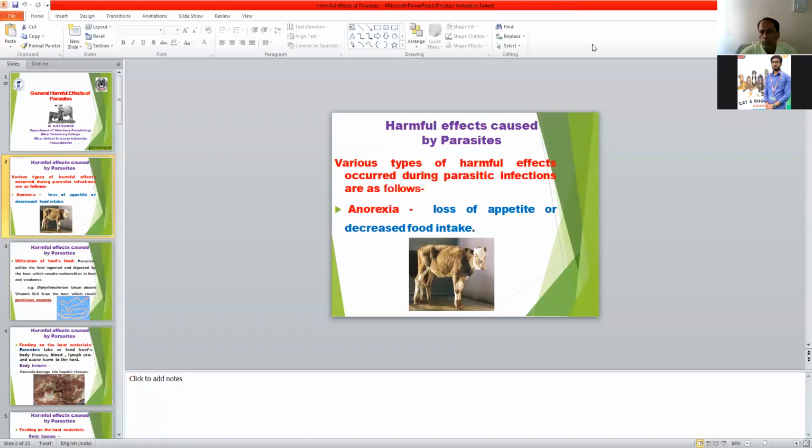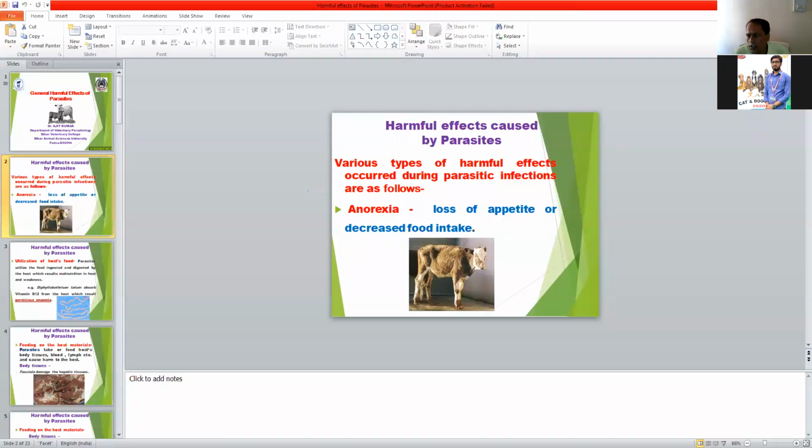The first harmful effect on the body of the host is anorexia, which means loss of appetite or decrease in food intake by the parasite-infected animals. This ultimately leads to various types of abnormalities inside a host.